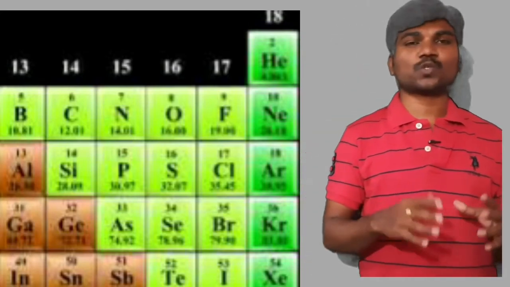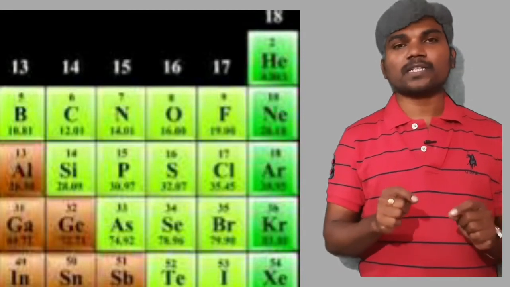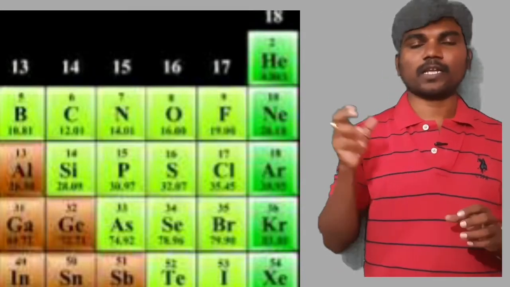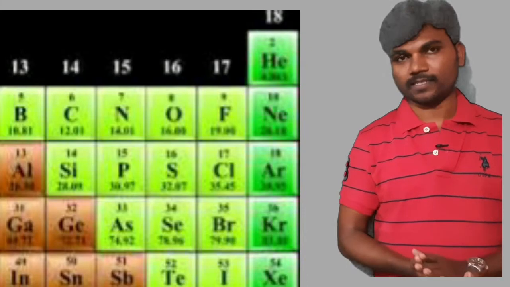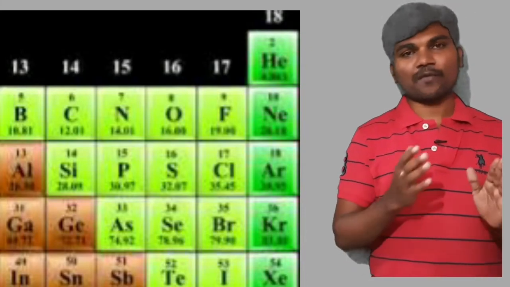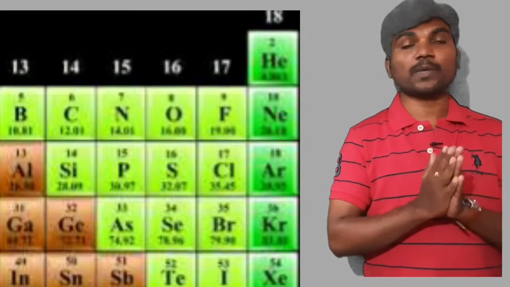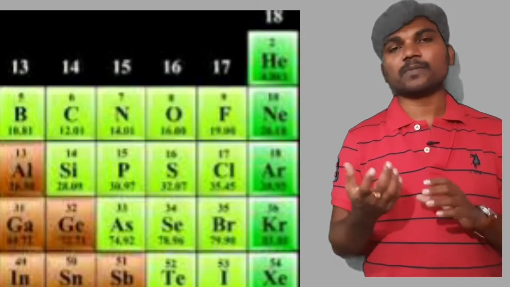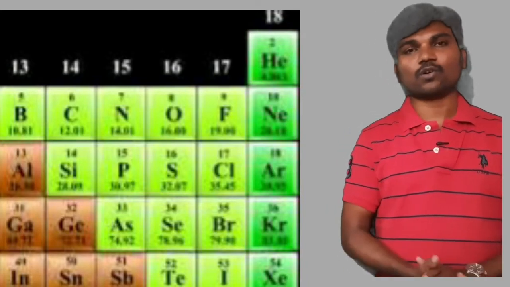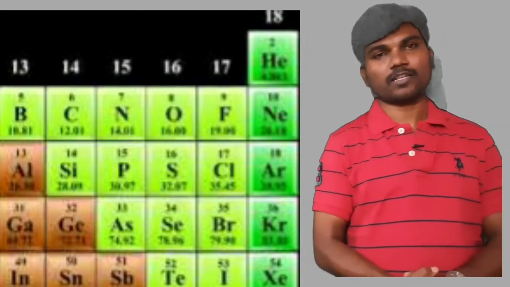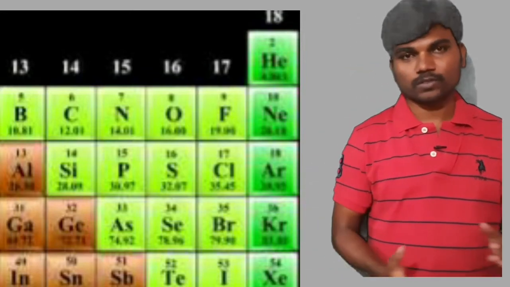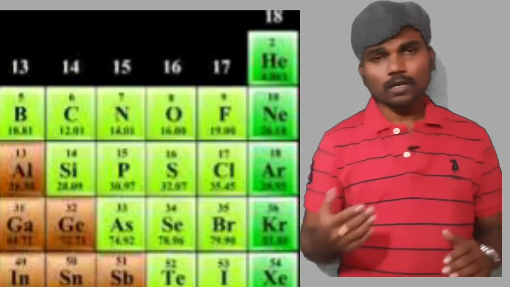There is no special reason, only the inertness of helium. Helium is kept along with the inert gases, because inert gases have inertness and helium also has inertness. Because of the similarity in inertness, helium is present along with the 0 group elements, that is neon, argon, krypton, xenon and radon. Now we are going to discuss each and every group present in the p-block.